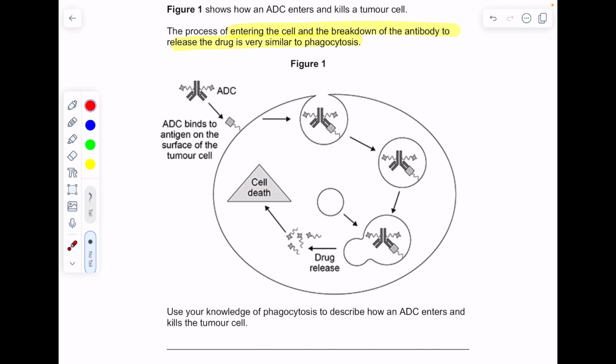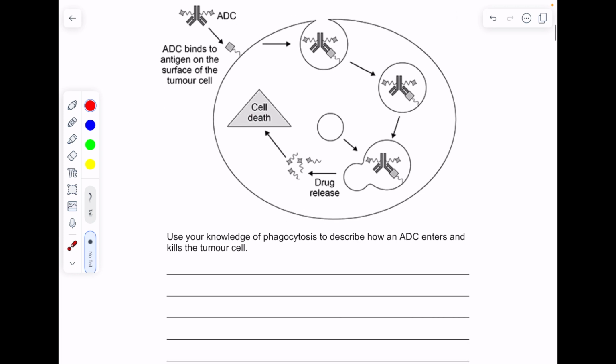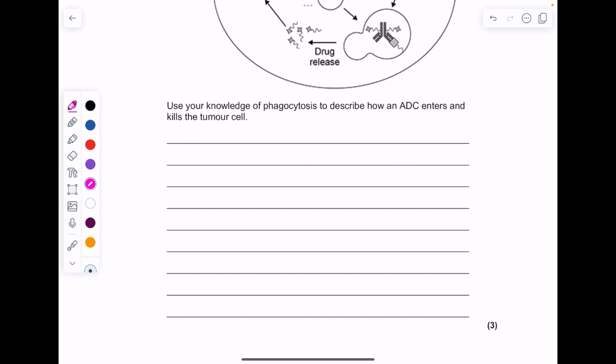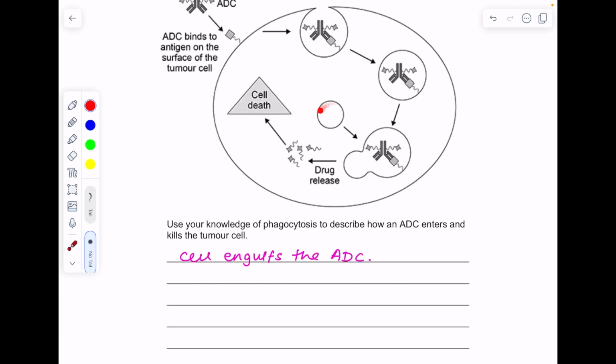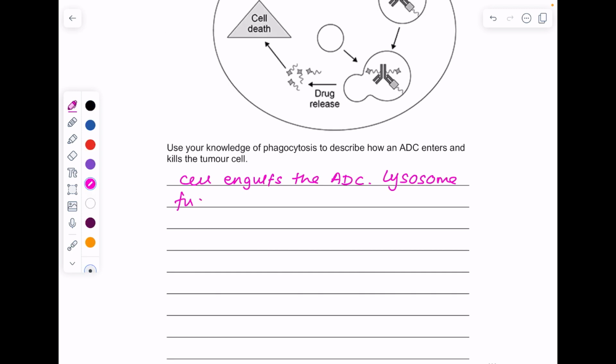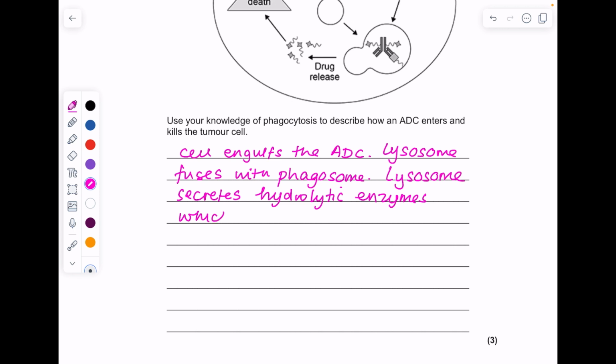Use your knowledge of phagocytosis to describe how an ADC enters and kills the tumour cell. That's worth 3 marks. So really we're describing the steps involved in phagocytosis. So we're going to start by saying that the cell engulfs the ADC. Remember that this here is a lysosome, and that's going to fuse with our phagosome, which contains the ADC. The lysosome then secretes our hydrolytic enzymes, which cause the release of ADC into the cell.